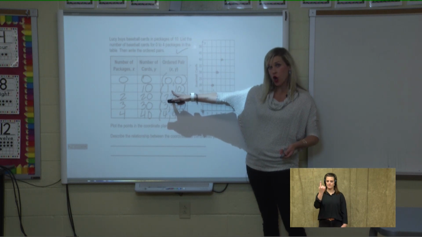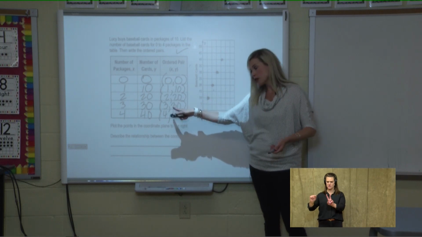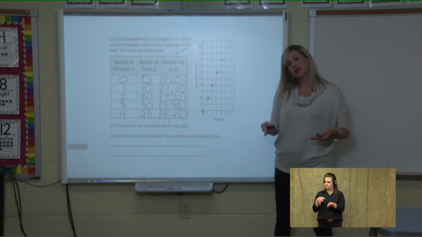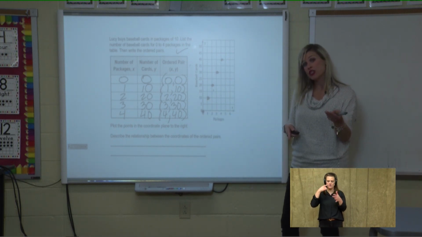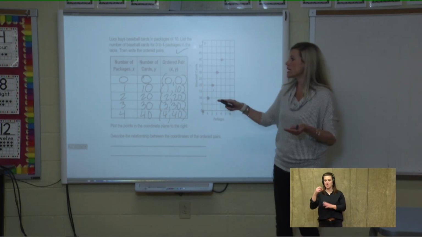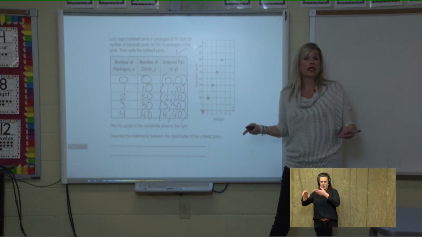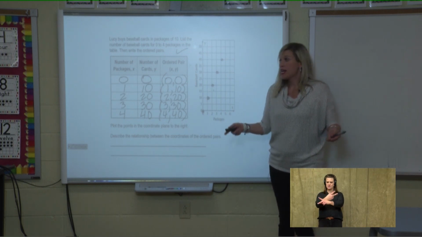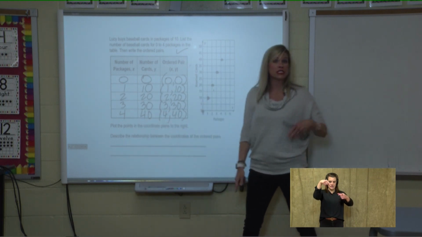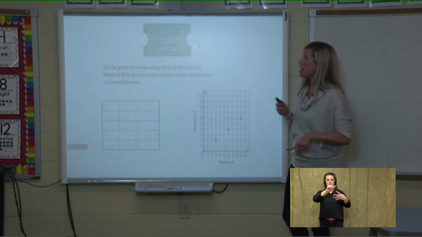1 package of cards to 10, 2 to 20, 3 to 30, 4 to 40. So do you think that the relationship is for every package of cards, there are 10 cards in each package? Yeah. So that's our rule. We're looking at the amount of packages. We're going to add on 10 each time. Remember, multiplication is simply repeated addition. So if I know that there's 10 cards in each package and there's 4 packages, 4 times 10 is 40. That's right.